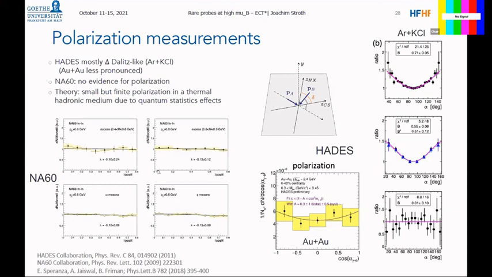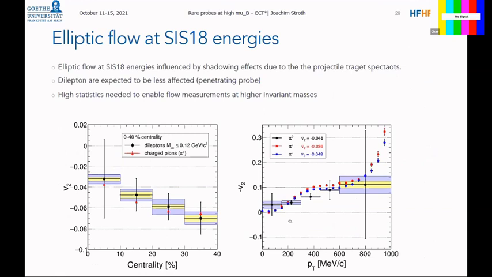If you go to heavier systems like argon potassium chloride, at several masses we see a strong polarization, but this is basically in the pion Dalitz region, as it is down here, and that's what you would expect there. But you also see from the gold data, to really get good signals there, you need even more statistics.